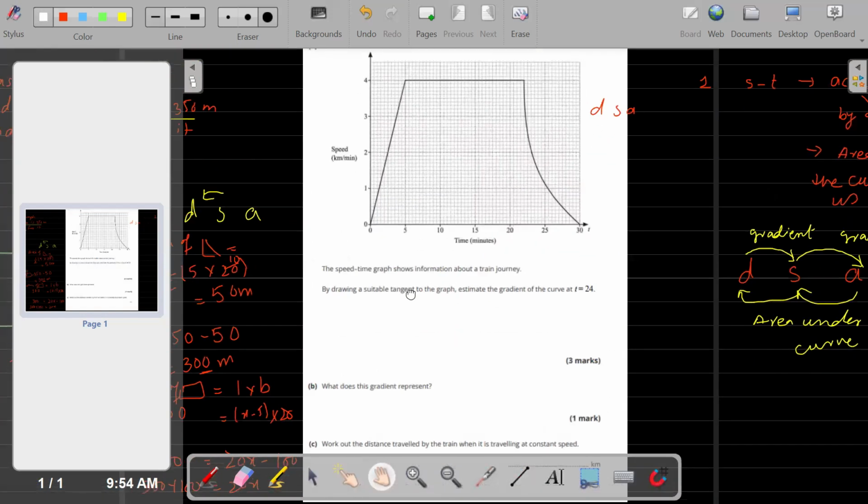So let's focus on this one. As you can see, we were doing it. So over here it says, by drawing a suitable tangent to the graph, estimate the gradient of the curve at t equals 24.